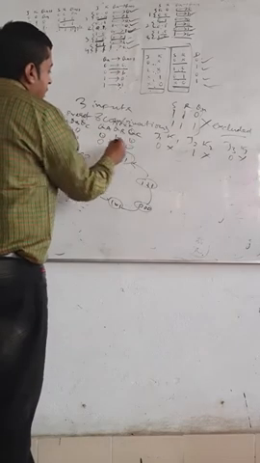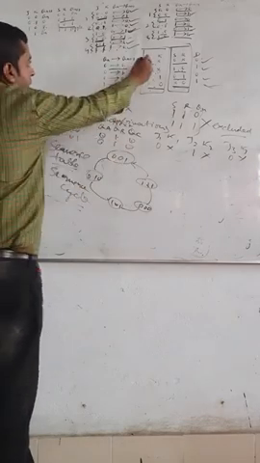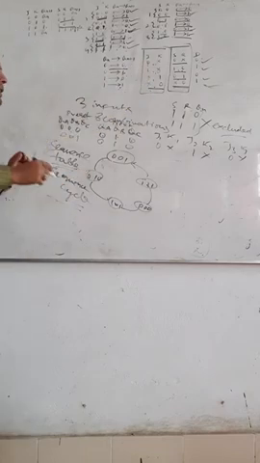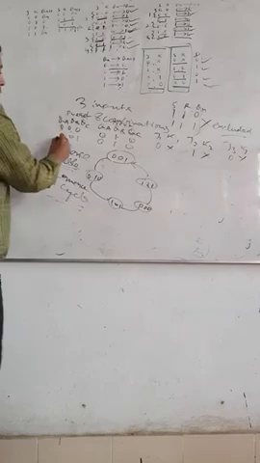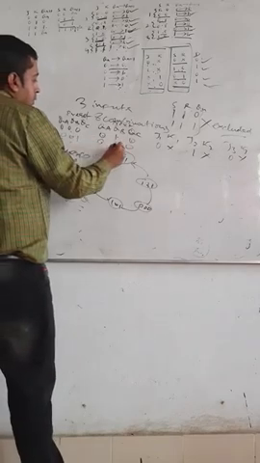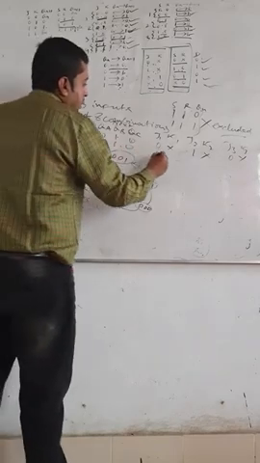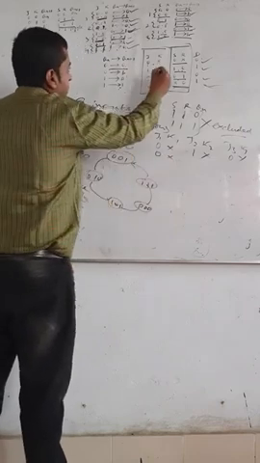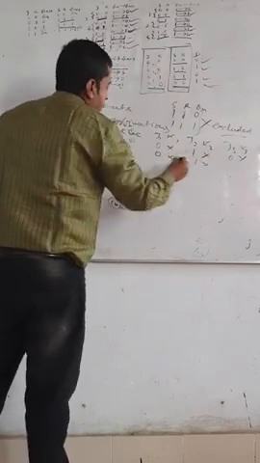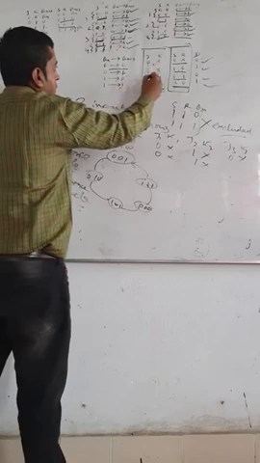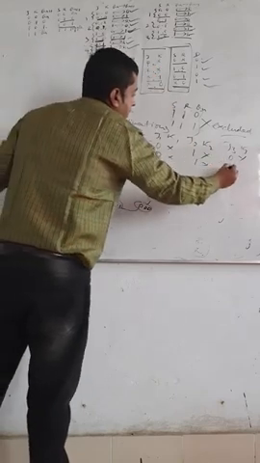So 0 0 1 to 0 1 0. How can we find those changes? In the counter we mainly use JK flip flop to design. So 0 0 1 to 0 1 0: 0 to 0 means 0 don't care, 0 to 1 means 1 don't care, 1 to 0 means don't care 1.